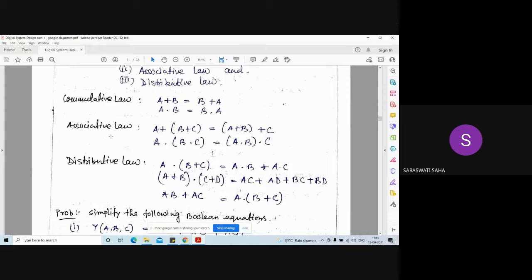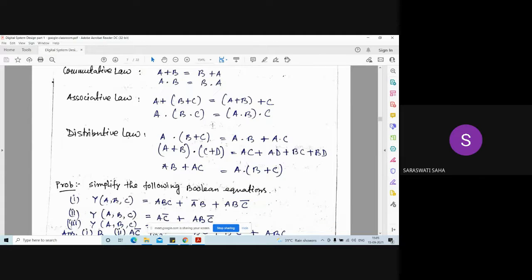In associative law, if we remove this parenthesis, so a plus b, you can put within this parenthesis, plus c. You will get the same result on both sides. In the dot operation, a dot b dot c, you will get the same result here.